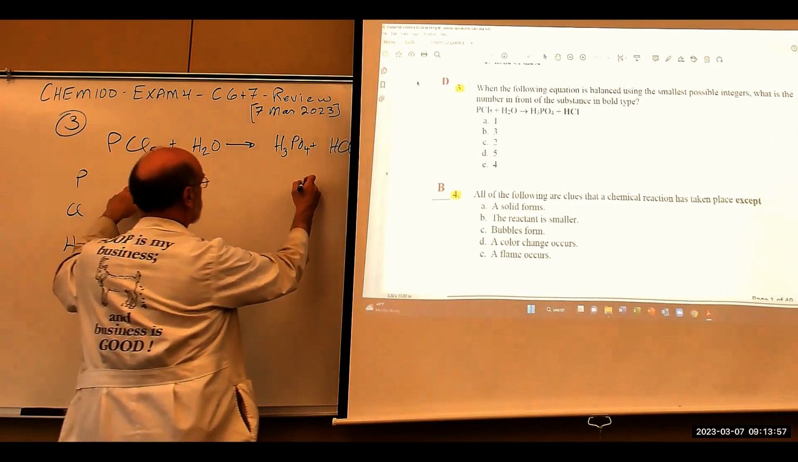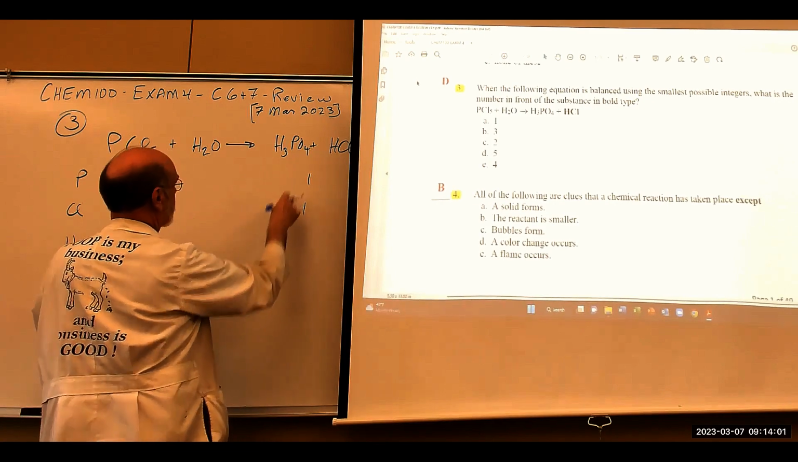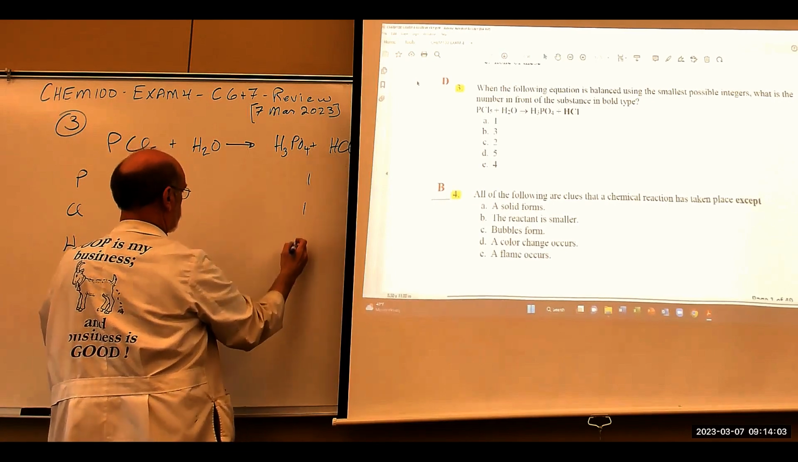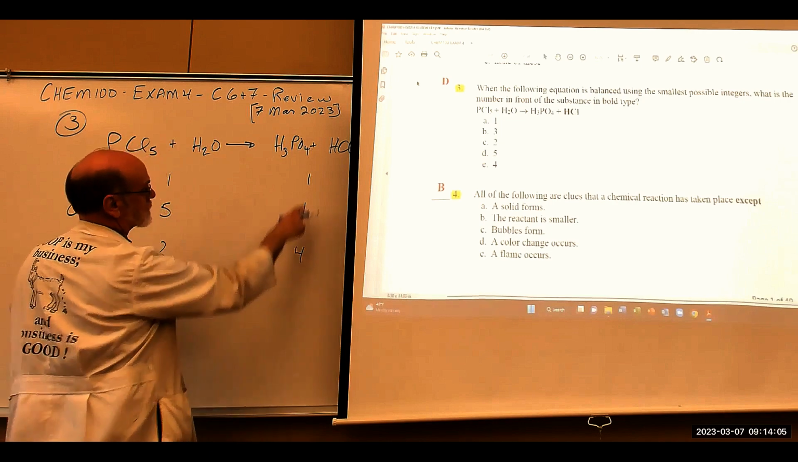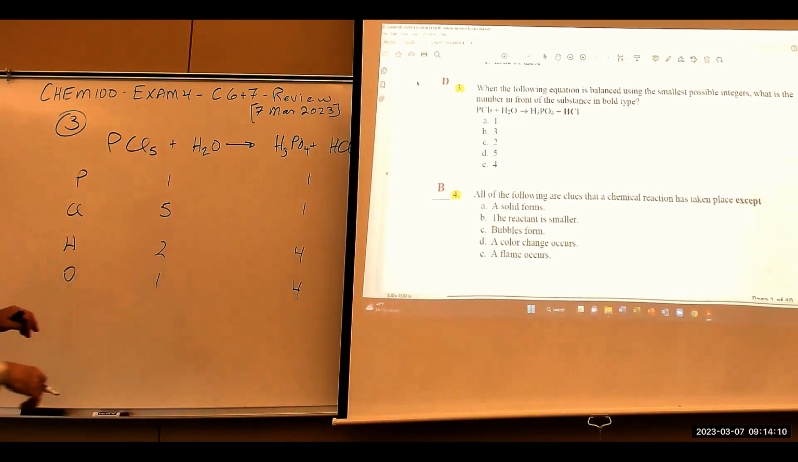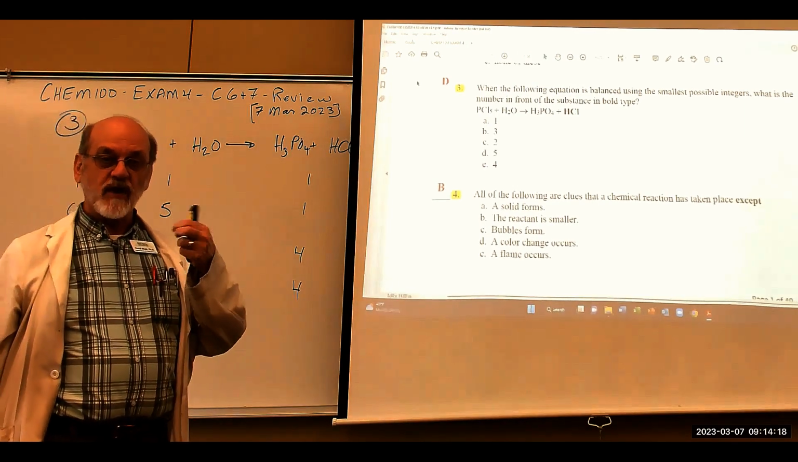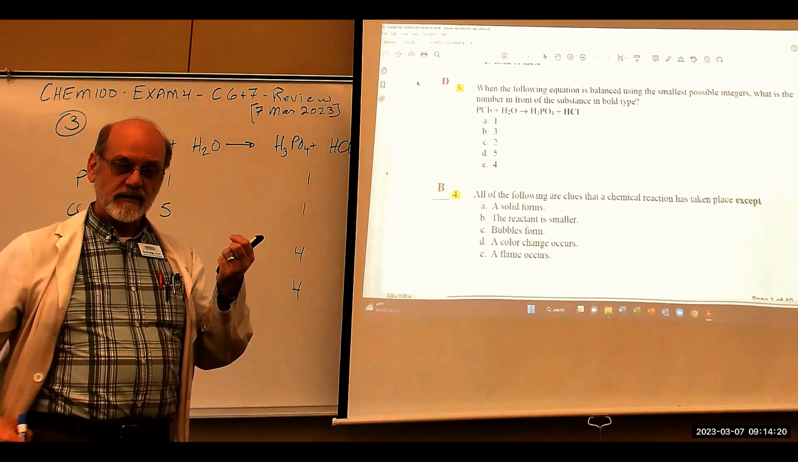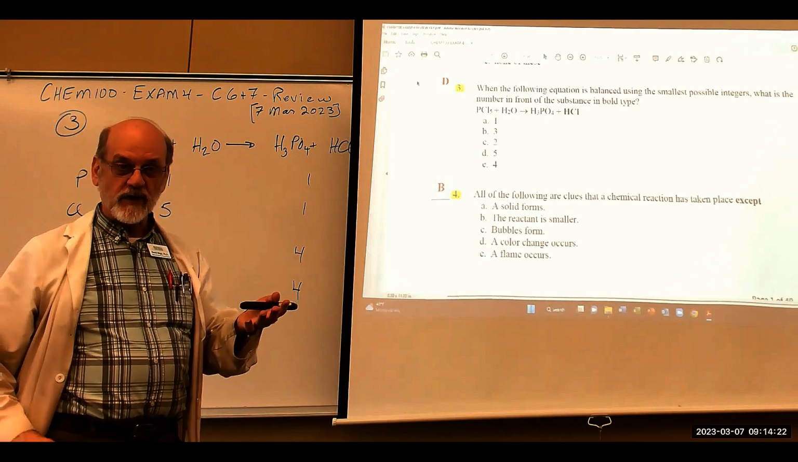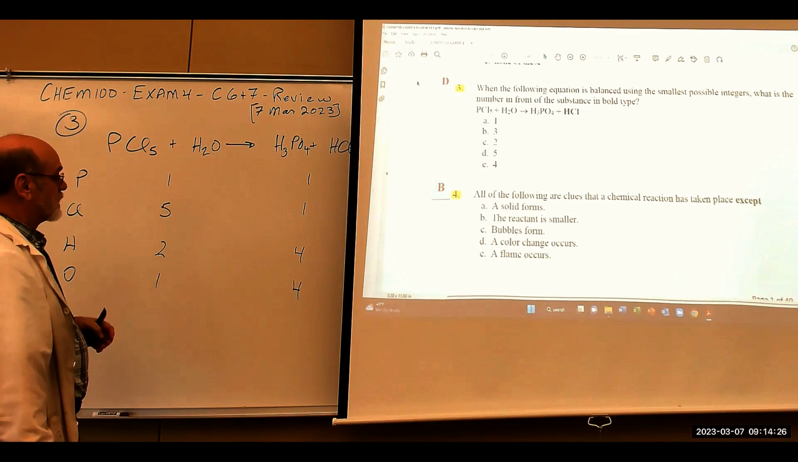Okay, phosphorus on this side, we have 1. Chlorine, we have 1. Hydrogens, we have 4. And oxygens, we have 4. Okay? So, where do we start? Well, there are no single elements on either side of the arrow. So we can't hold that in reserve. So we just start where we want to.